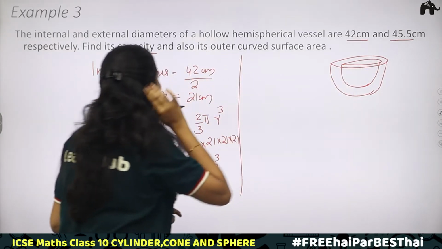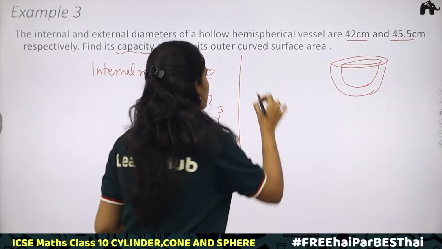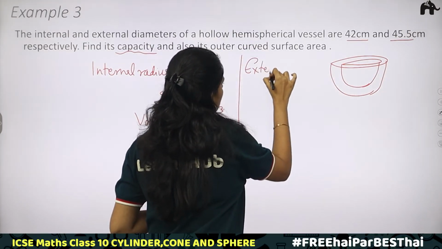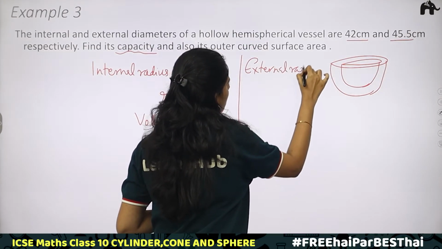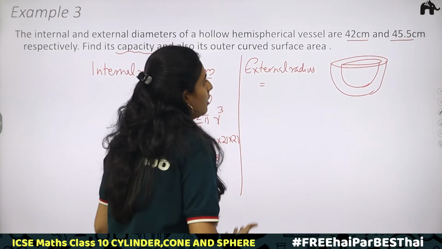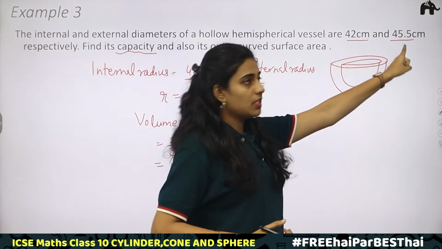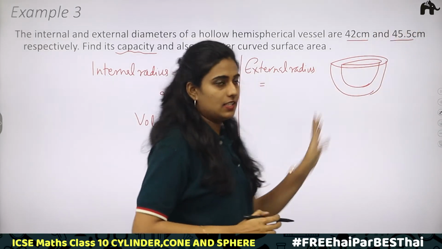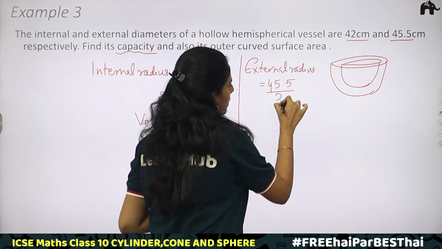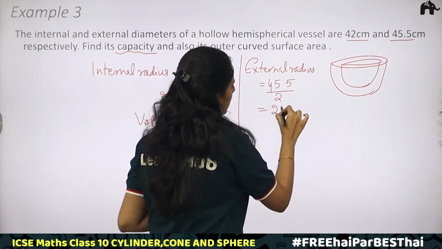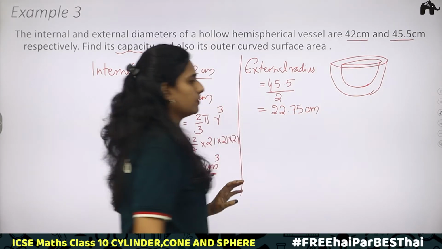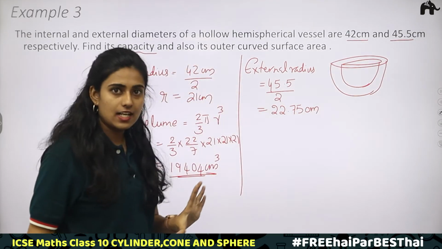Next, to find the outer curved surface area, we need the external radius. What will be the external radius? External radius will be equal to external diameter by 2. External diameter is 45.5 centimeter. 45.5 divided by 2, which is 22.75 centimeter. Okay, so we got the external radius.